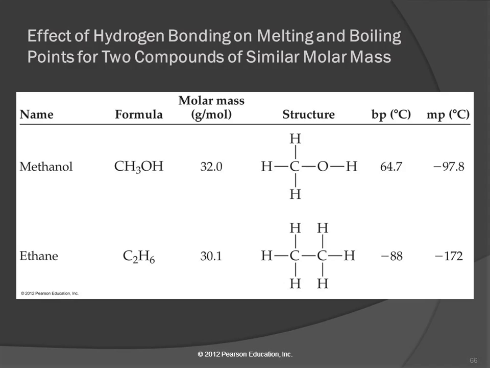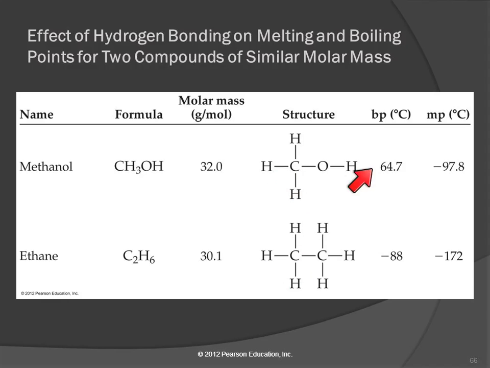So again, we can compare melting and boiling points. Here's methanol. It's easier to look at in the structure, this hydrogen-oxygen bond, and it's polar. And here's ethane. And these two are similar in size. We can gauge that by looking at their molar masses. But this one is very symmetrical. There's no lone pairs or anything, and there's definitely no oxygens.